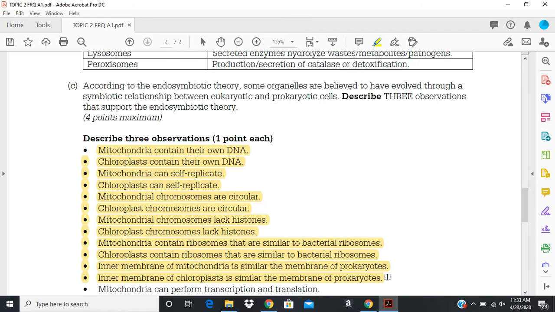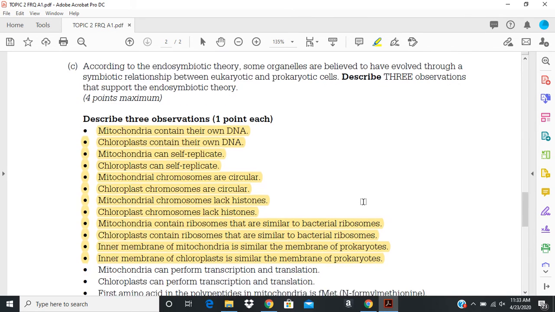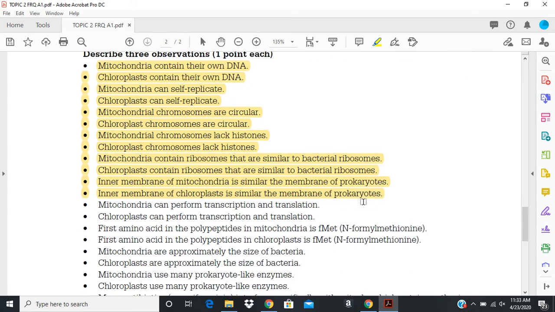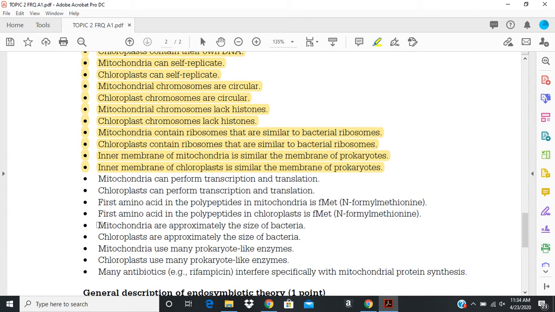Mitochondria and chloroplasts have their own DNA. They can self-replicate. They're circular. They contain ribosomes. They have a double membrane. Having that double membrane is similar to the membrane of prokaryotes. So any of these bullets that we just highlighted would definitely take care of that. There are other things here too that we've never gotten into. Oh, here, the size of bacteria.